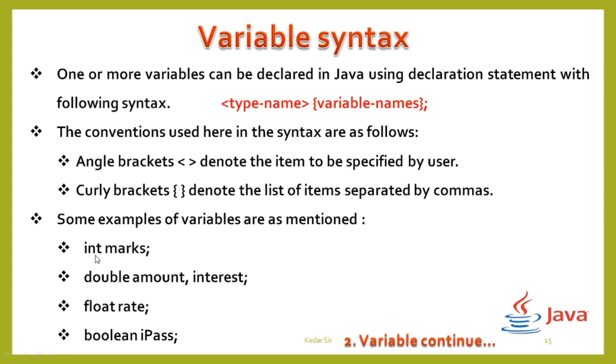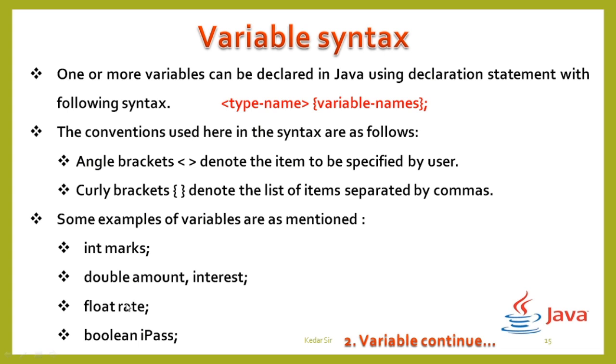Integer data type and the variable name is max. Double data type: if you want to define more than one variable in a single data type, then we use the comma sign. This is the example: double data type, space, amount comma interest. If you want to add one more, maturity, then use a comma and write maturity and a semicolon. So you define 3 variable names in a single data type, right?